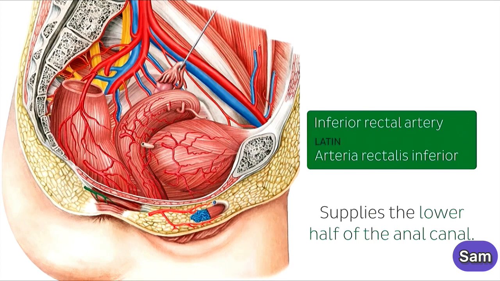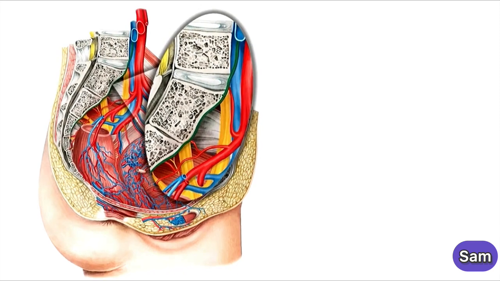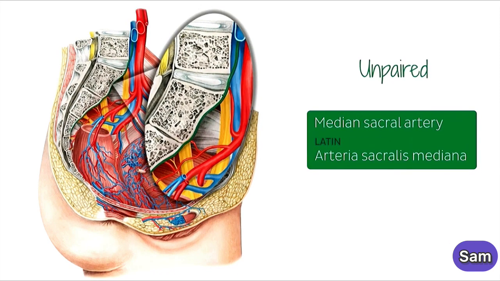The median sacral artery is a small unpaired artery that arises from the posterior part of the abdominal aorta, just superior to its bifurcation at the level of L4. As you can see in the illustration, the artery travels inferiorly in the midline, crosses the pelvic inlet, and then travels along the anterior surface of the sacrum and the coccyx.